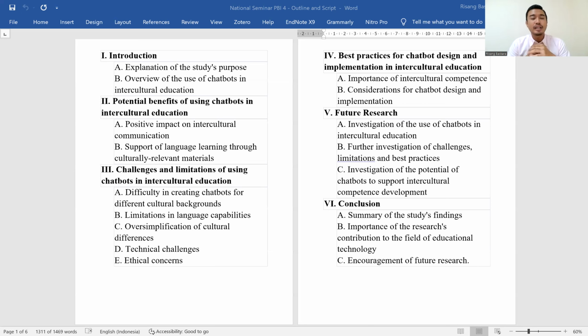So, in conclusion, this study highlights the importance of considering intercultural competence and best practices for chatbot design and implementation when using chatbots in intercultural education. This research provides valuable insight for educators, technologists, and researchers, and also encourages future research to investigate the use of chatbots in intercultural education to further investigate the challenges, limitations, and practices, and to investigate the potential of chatbots to support the development of intercultural competence.